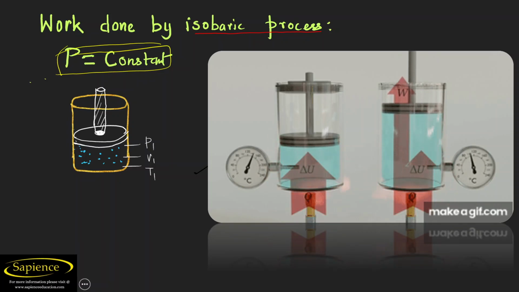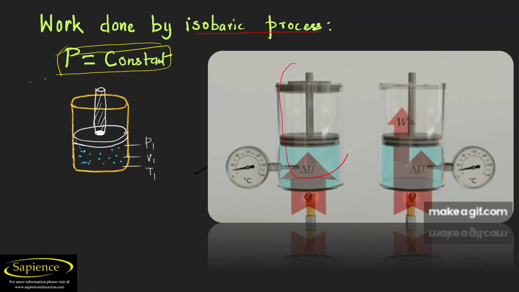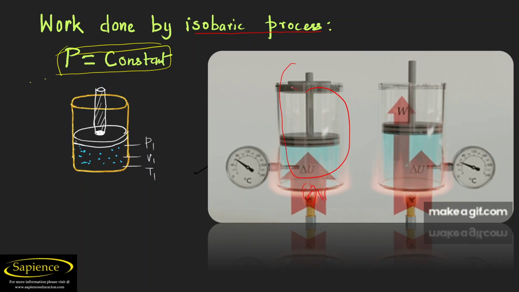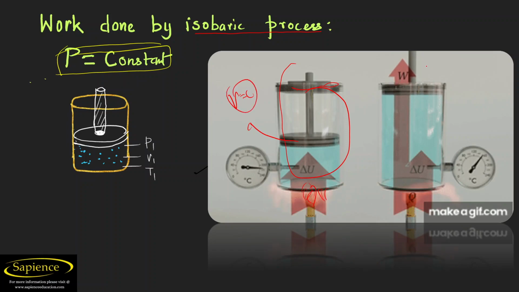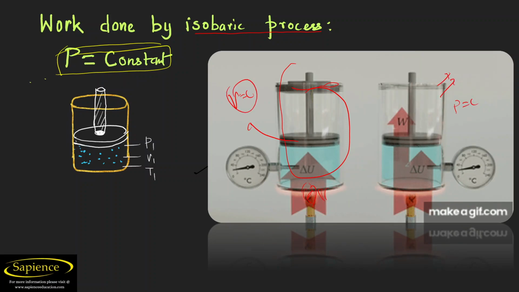But when you talk about the left side cylinder, no matter how much heat you apply, the piston is fixed, so the volume will remain constant. But here, the pressure will remain constant but the volume is changing.